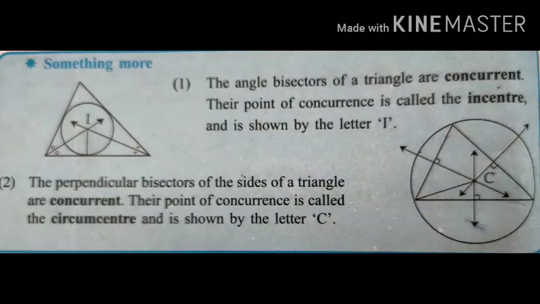So today we learned that the angle bisectors of a triangle are concurrent. Their point of concurrence is called the incenter and is shown by the letter I. We also learned that the perpendicular bisectors of the sides of a triangle are concurrent. Their point of concurrence is called the circumcenter and is shown by the letter C.